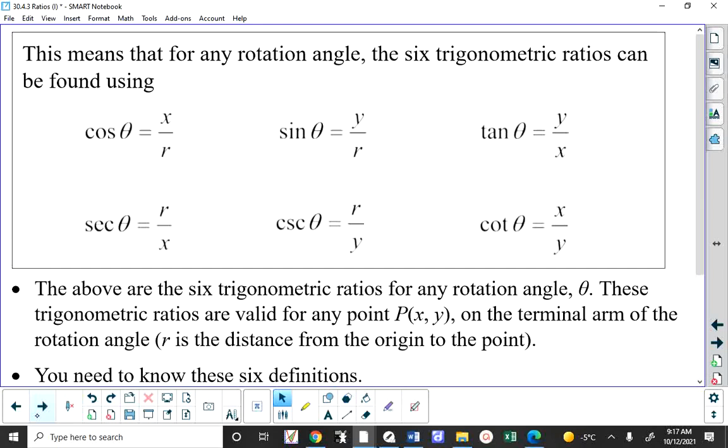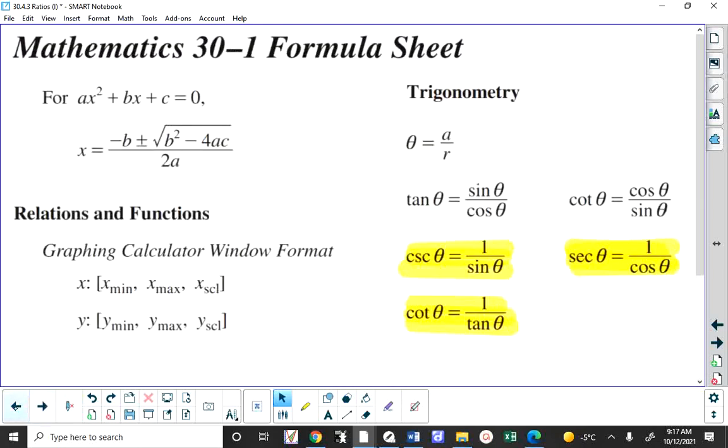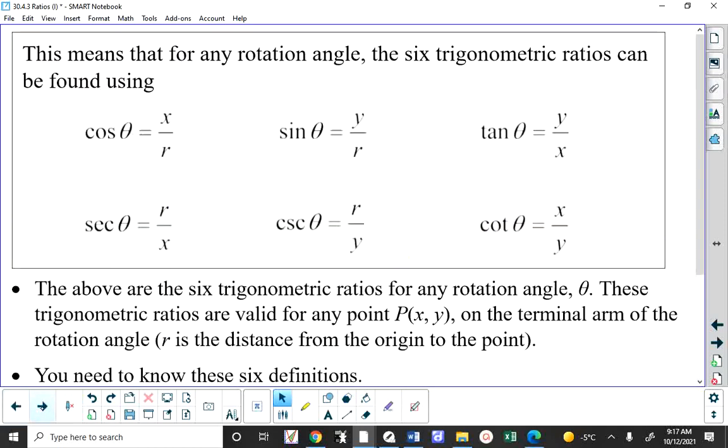If you know that cosine is x over r, and I ask what is secant, you go to your formula sheet. You see secant is the reciprocal of cos. Cos is x over r, so secant of theta is r over x. None of these six statements that are really important are on your formula sheet, but you do need to know them.